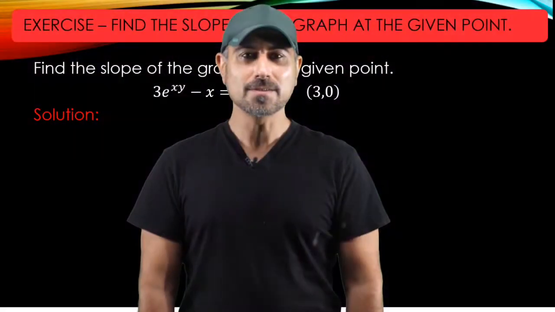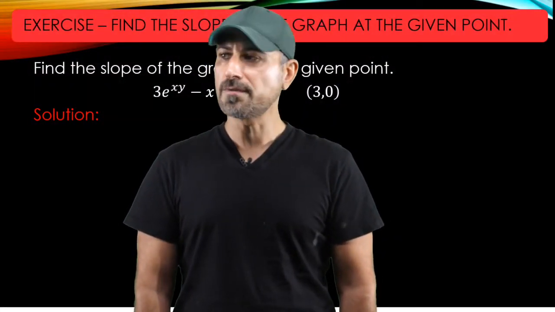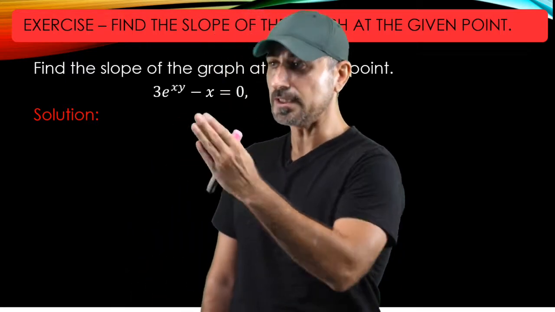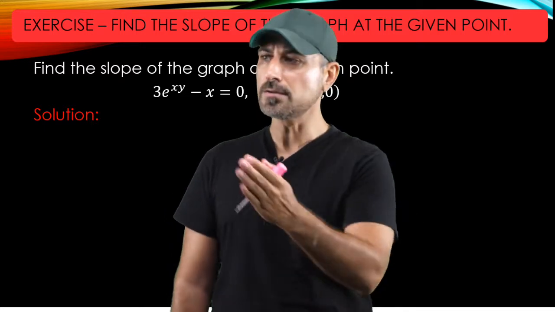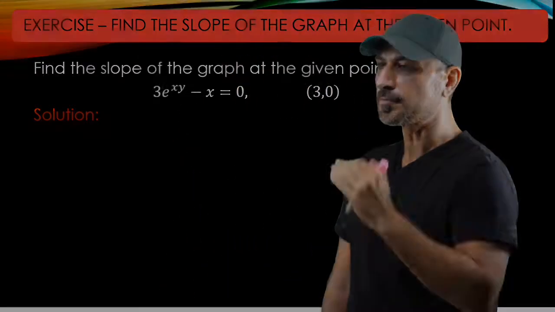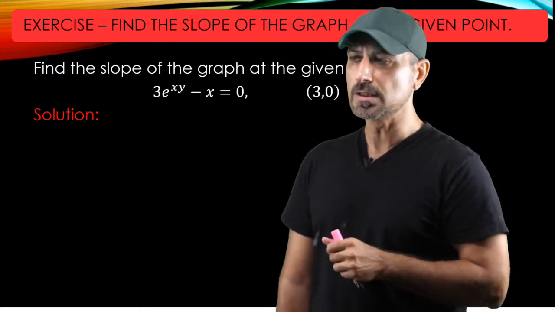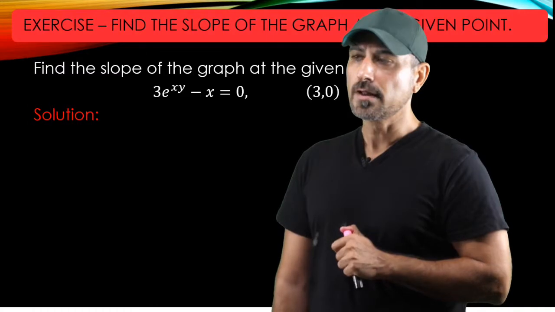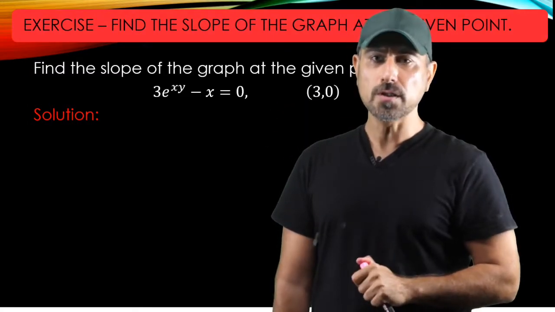In this video, we're going to practice implicit differentiation for a function given implicitly here. The ultimate goal is to find a tangent line to the graph of this implicit function at the point (3, 0). To achieve this goal, we need y prime, which is dy over dx, the derivative of y with respect to x. That evaluated at 3 is going to provide us the slope of the tangent line.